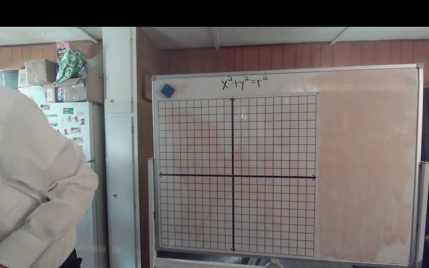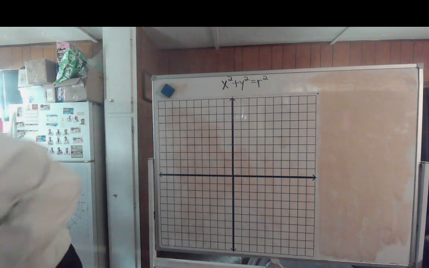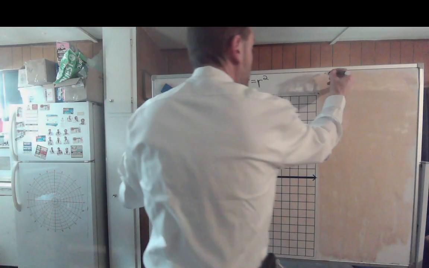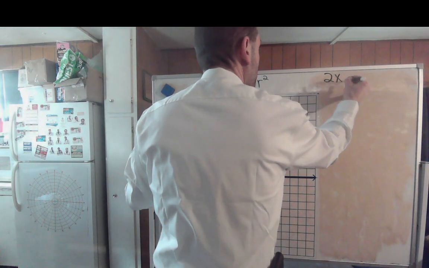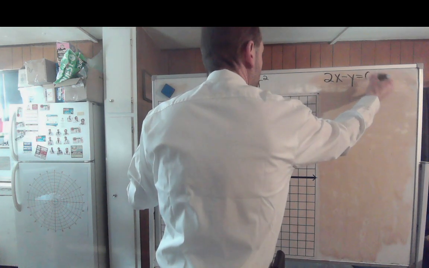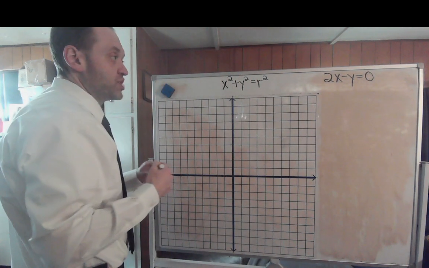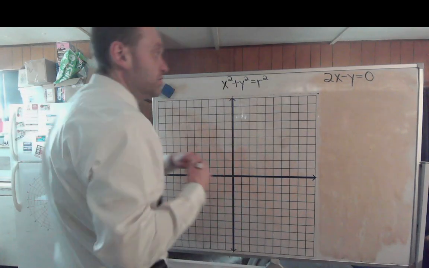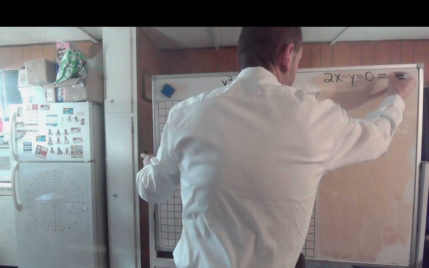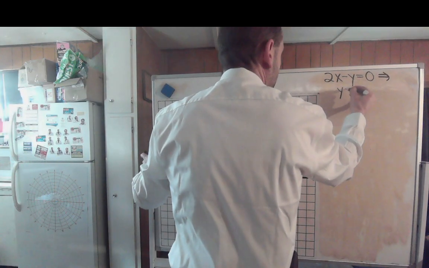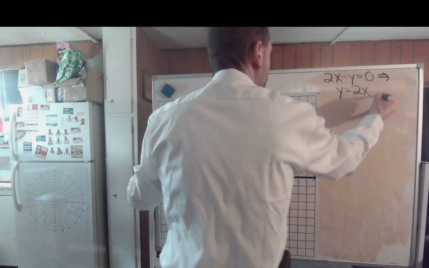All right, so we are given that 2x minus y equals 0. It might be better just to get y by itself. We can say that this in turn is y equals 2x.